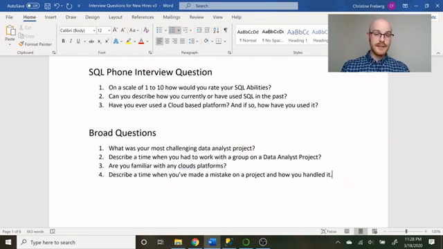These are more technical interview questions. You may get other questions like, tell me about yourself, or questions that you might get in any interview for any job. I want to be more specific and intentional about doing data analyst specific questions and not just general questions that you'll get anywhere.